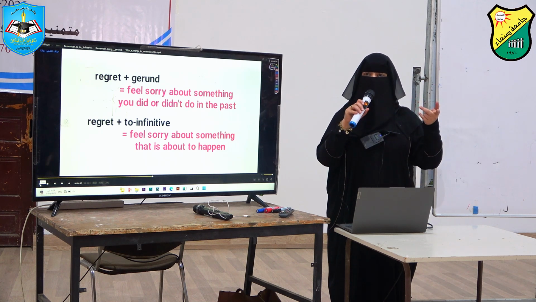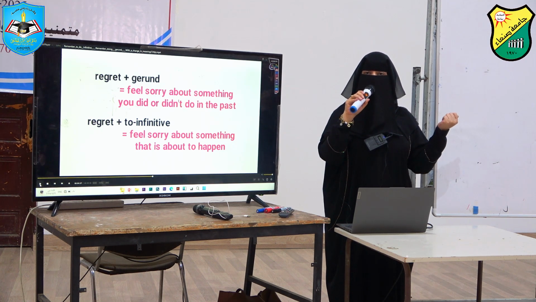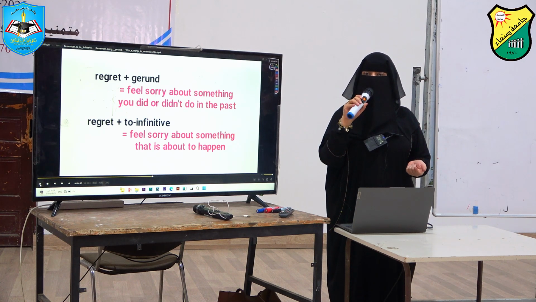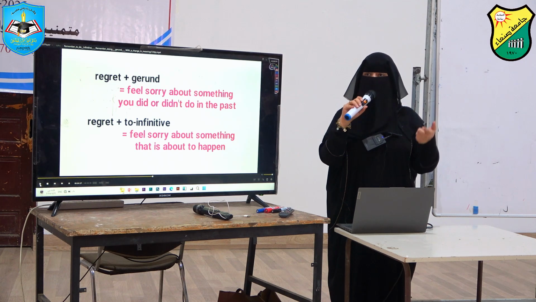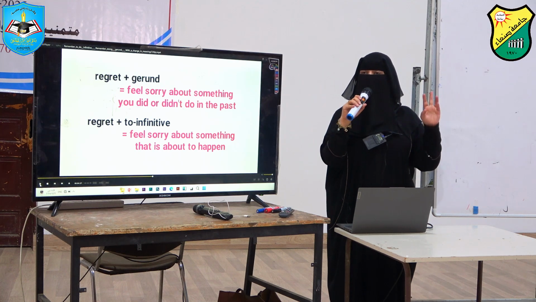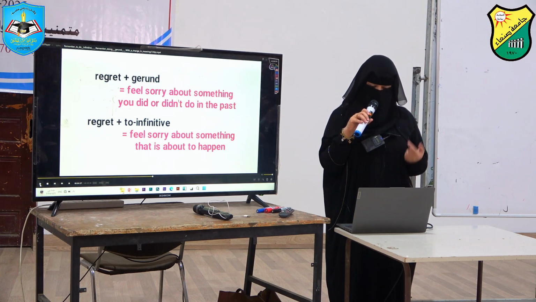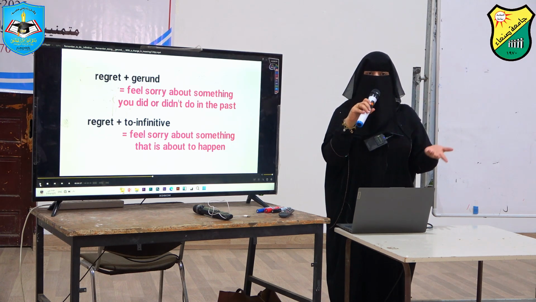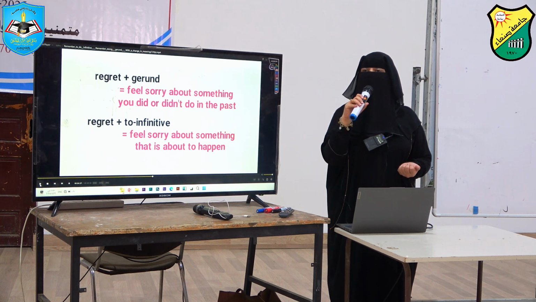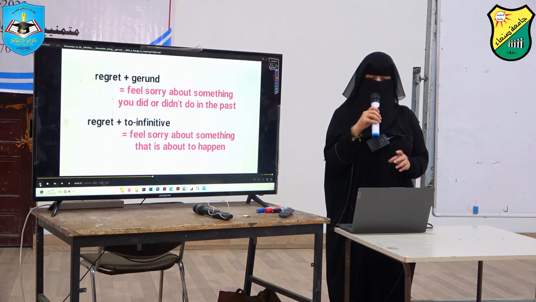So now it's the opposite. With regret, if you have the gerund, it means you regret doing something in the past. But if you have the to infinitive, you are going to do the action. You are going to say it to the person. It's the same meaning as forget and remember. So here you have regret to infinitive. It means you feel sorry that you are going to do something. I feel regret to tell you that your job was bad. I cannot do it, but I have to do it.